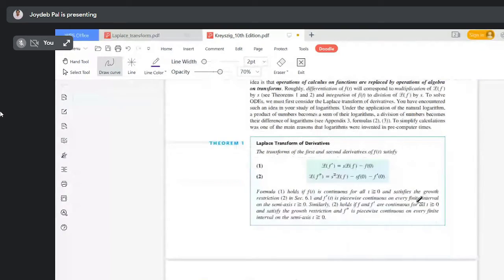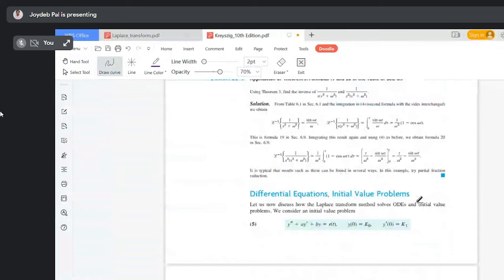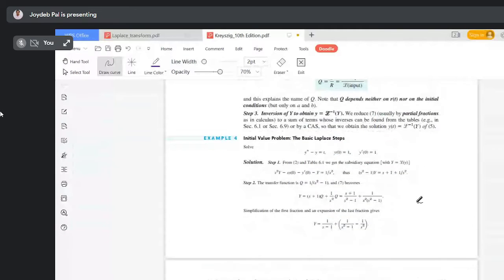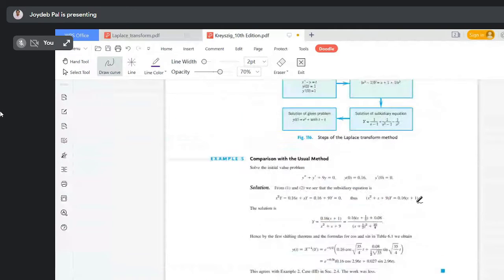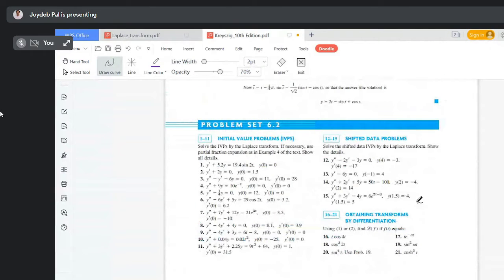I can show you. देखो, कहाँ पे फाइनली यूज होगा ये। 1 to 11. What is the question? Right. Solve the IVP by the Laplace transform. So these are some IVPs, right? Initial value problems. So you have to solve it by Laplace transform.